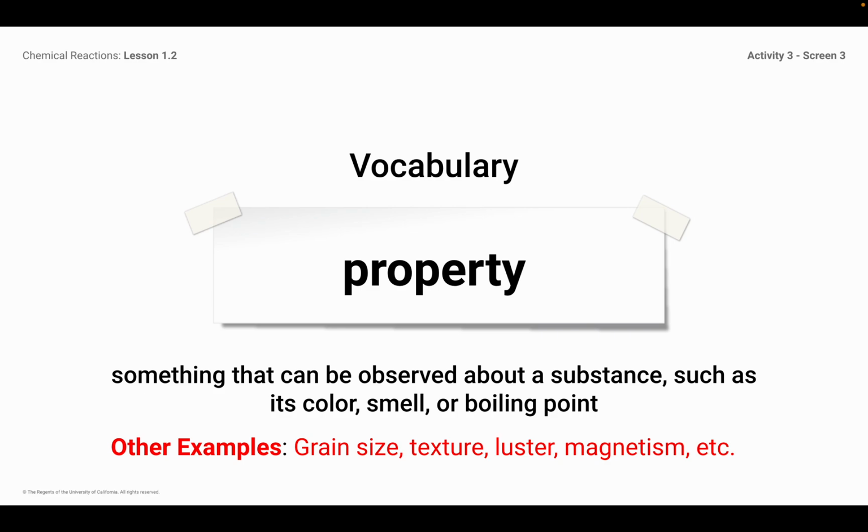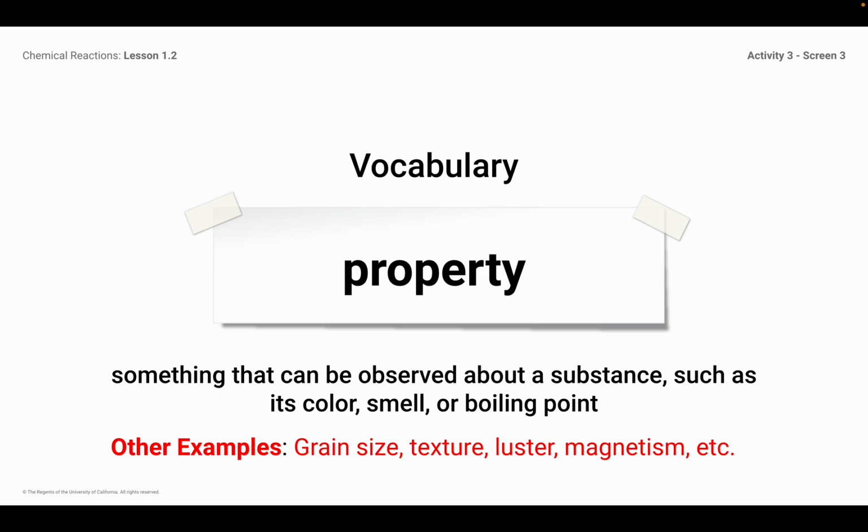We talked about the vocabulary term property, and you can go ahead and fill this out. Property would be like the property of matter. So it's physical property of matter or chemical property of matter. And you'll remember this word from our element superheroes. Property is just something that can be observed about a substance, such as its color, smell, or boiling point. And I added some other examples on there because we're going to be talking about those.